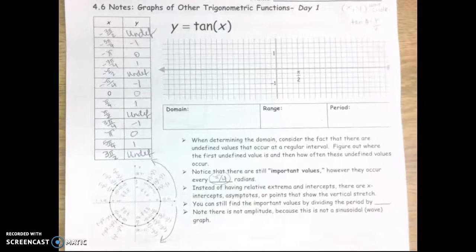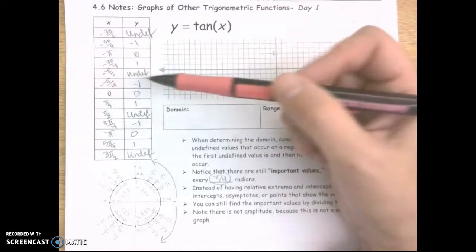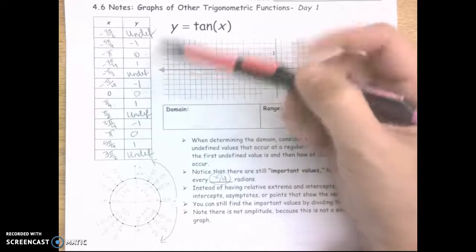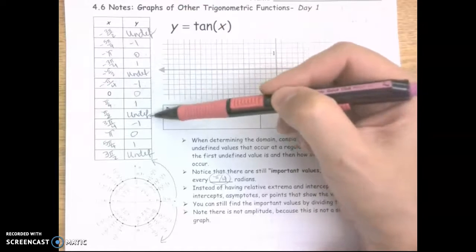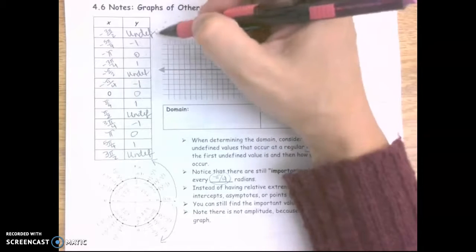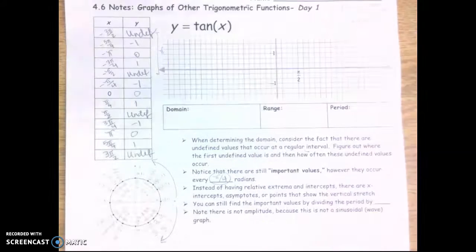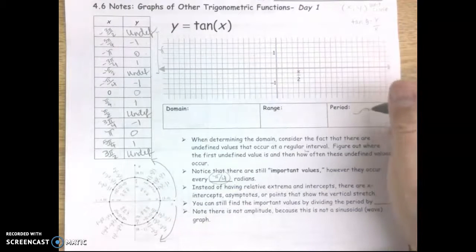Okay, now that I have my table filled, I notice there's a pattern here. Undefined, negative 1, 0, 1, undefined, negative 1, 0, 1, undefined, etc. So it repeats every pi radians. Every pi radians. That's actually going to be our period.